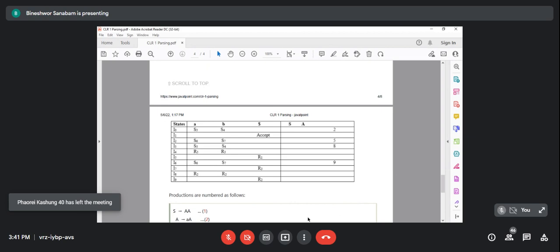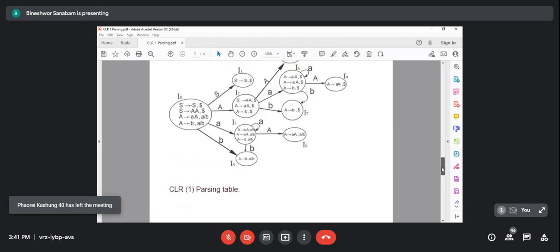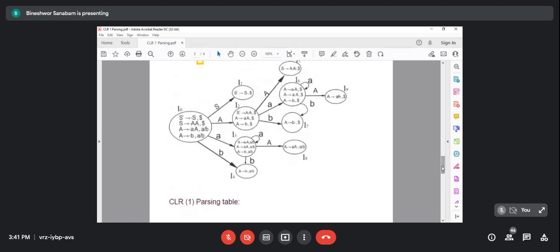So if you look over here, just try to find the states which have the same LR0 items but different look ahead symbols. Just try to find. What are the states which have the same LR0 items but different look ahead symbols?